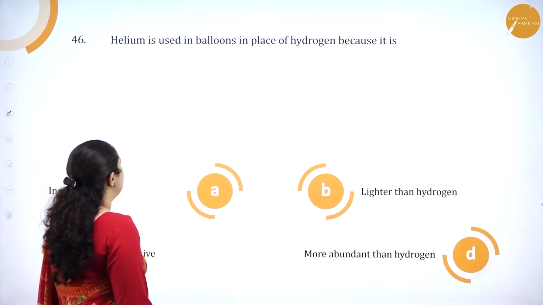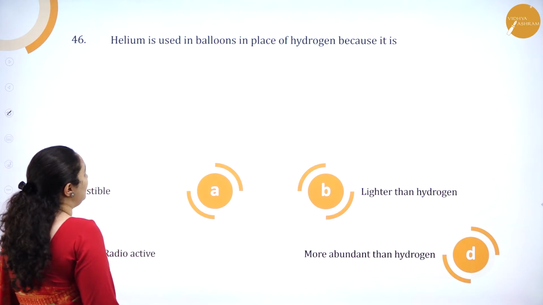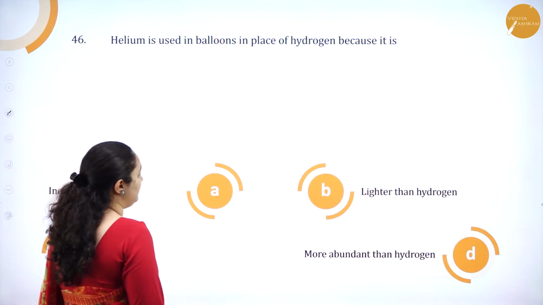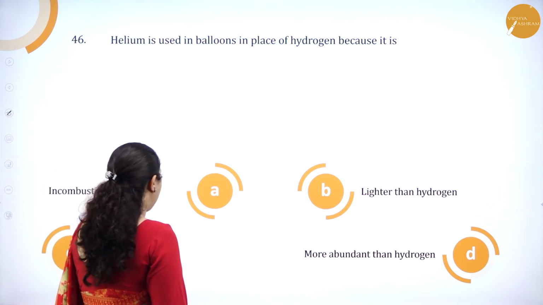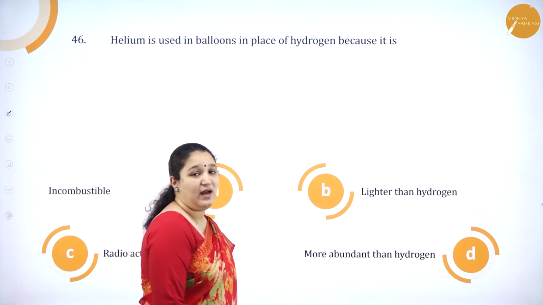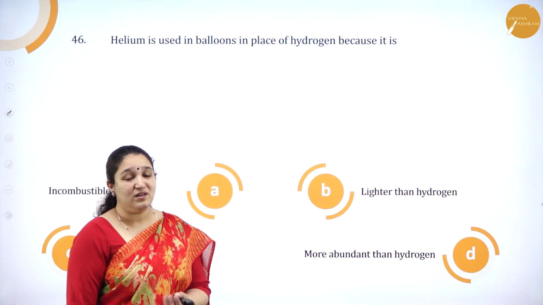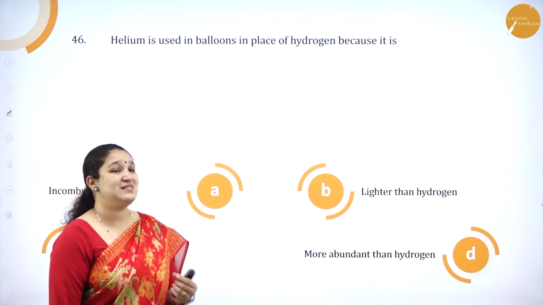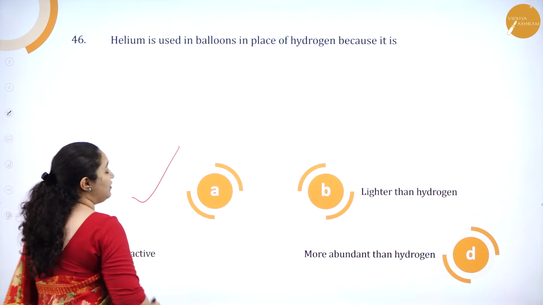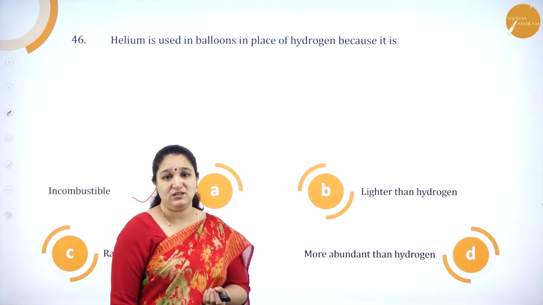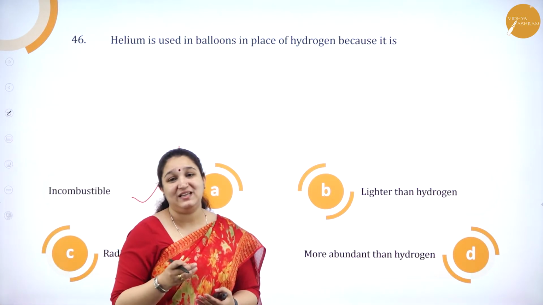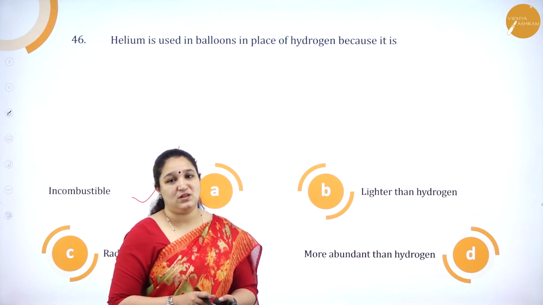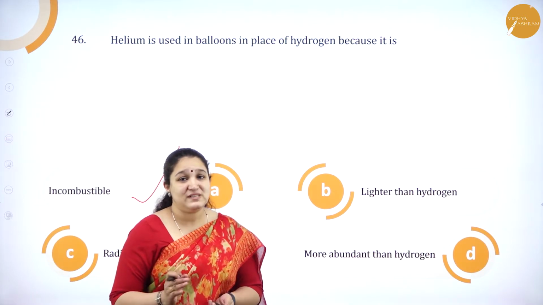Okay. Next question. Helium is used in balloons in place of hydrogen because it is incombustible, lighter than hydrogen, radioactive, more abundant than hydrogen. Here, helium is used in the balloons because it is non-flammable or it is incombustible. It will not catch fire like hydrogen. That's the main reason. Lifting power of helium is 93% compared to that of hydrogen. That's the reason helium is used in the balloons. Okay? We'll see the next question.